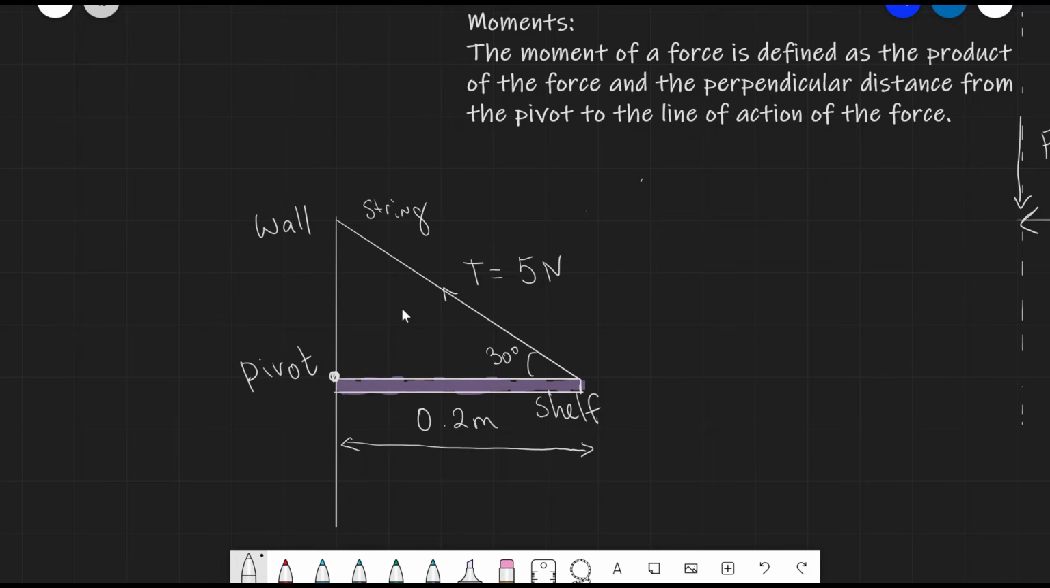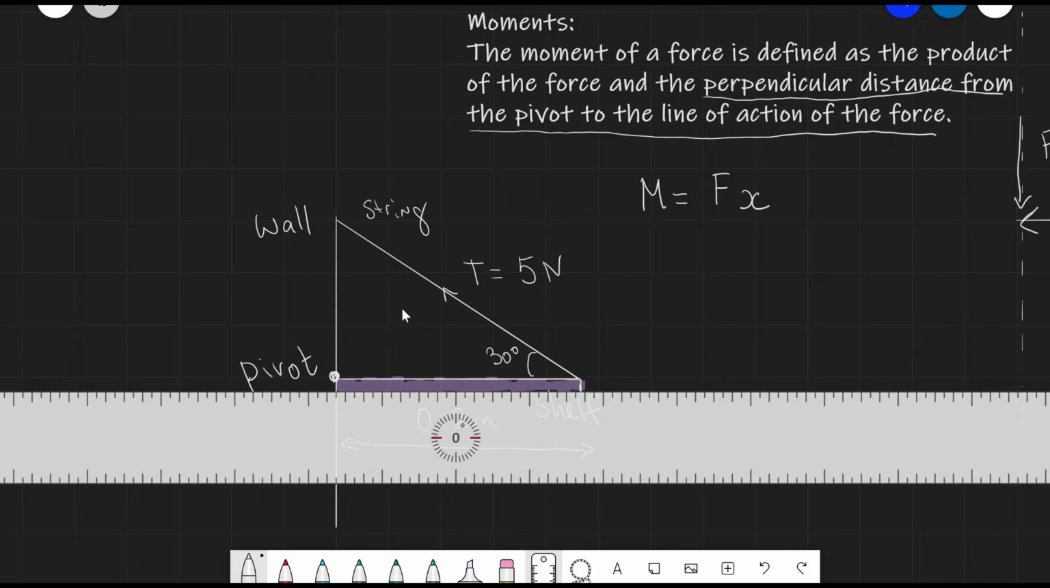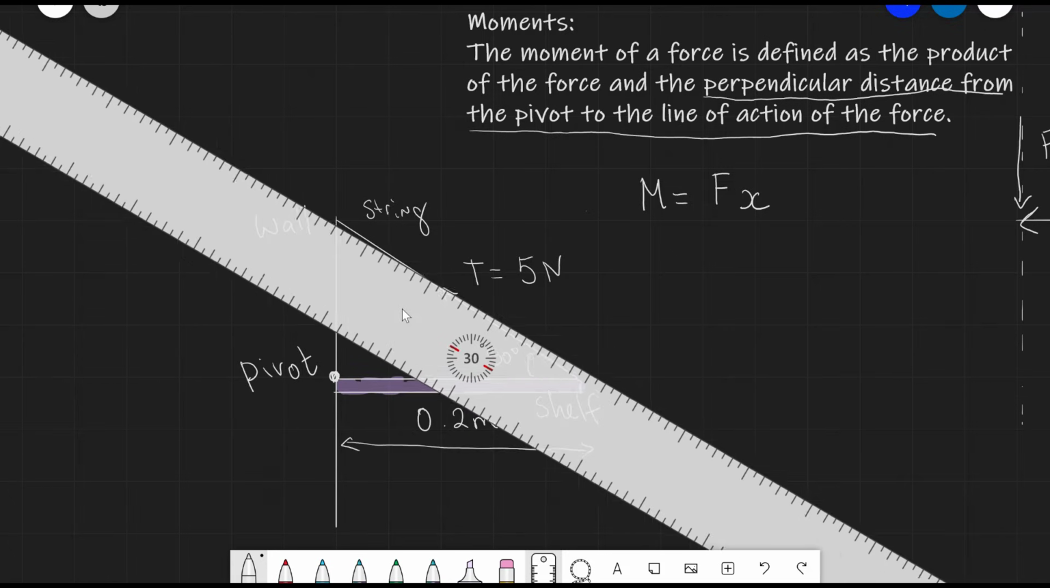Well, as we have defined, the moment of the force is equal to the magnitude of the force times the perpendicular distance. I'm just going to call that x. Now, once again, x is the perpendicular distance from the pivot to the line of action of the force. The line of action of the force is just here.